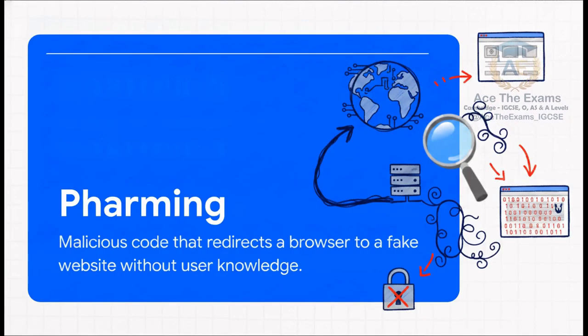Now, contrast that sort of human manipulation with a technical threat like farming. Farming requires absolutely no action from the user whatsoever. What happens is malicious code is silently installed on your computer or a web server, very often through something called DNS cache poisoning. Remember our giant digital phone book we talked about earlier? Well, farming basically poisons that phone book.